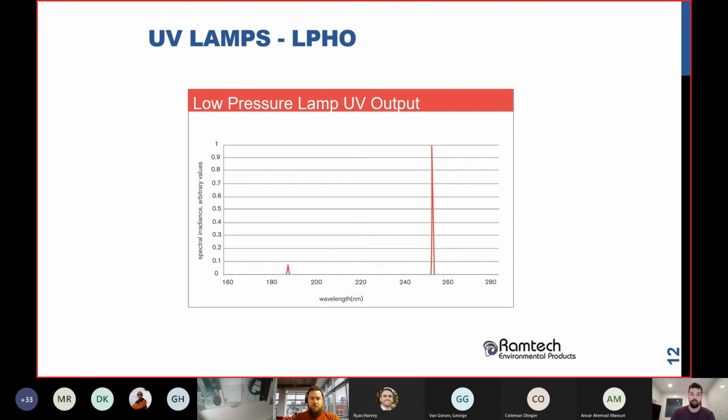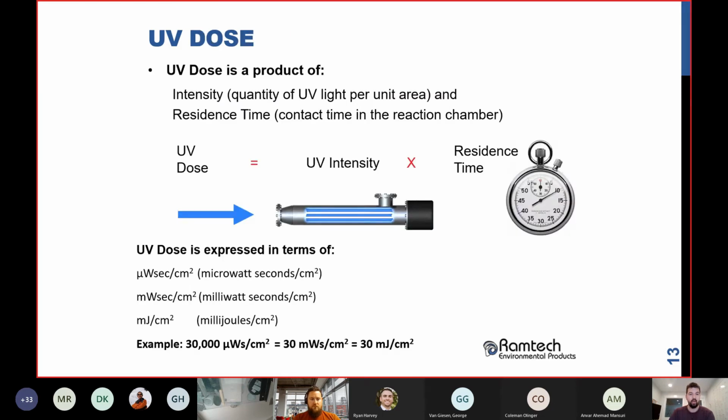Low pressure high output, on the other hand, is a single spike at 254 nanometers, almost all of the energy right there, and then a little spike below that at 190. That's why they're so energy efficient, because almost all of the energy being produced is right there at that germicidal wavelength. So the core of sizing any UV system is the dose.